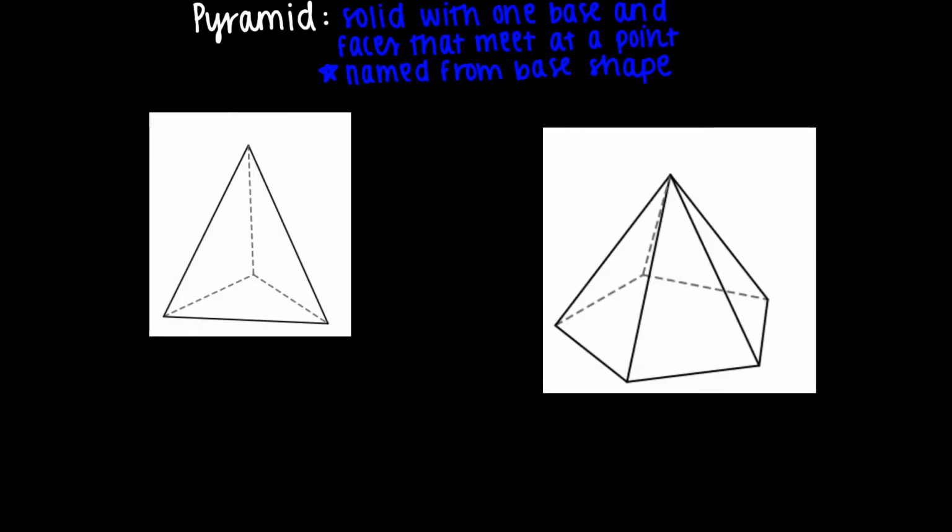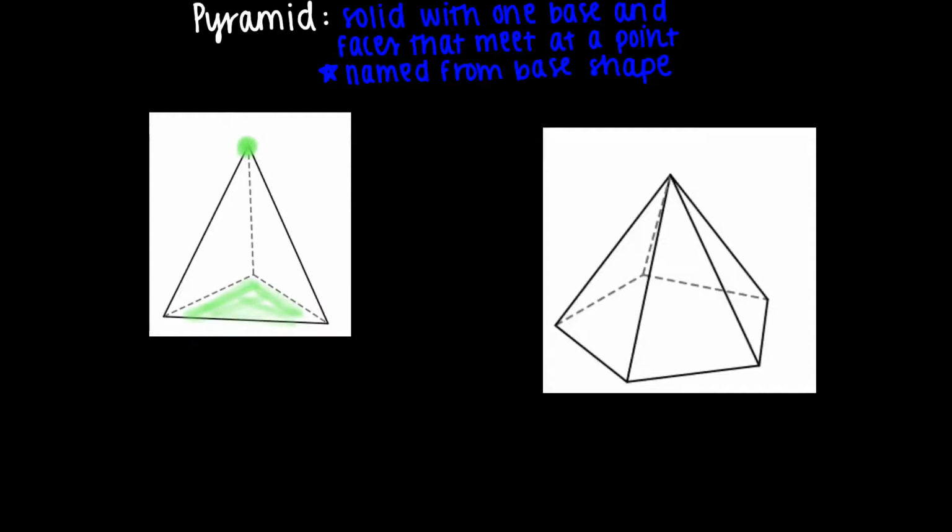So we have our prisms and we also have our pyramids. Pyramids are solids with one base and faces that meet at a point. So there's a specific point that they all meet at. These are also named from the shape of the base. So looking here, I have this point at the top. And my base is the one on the bottom that doesn't come up to that point.